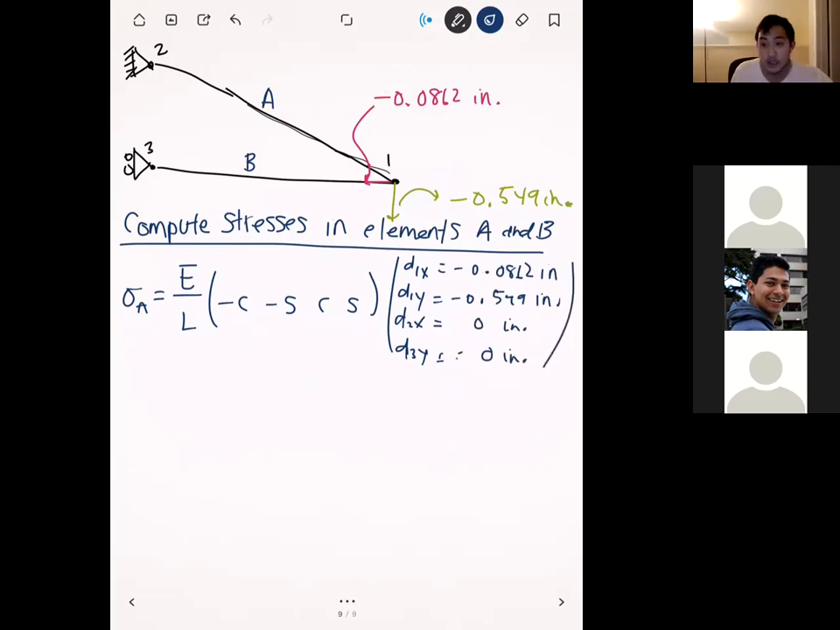Meanwhile, d3x and d3y is going to be 0. And we know from before that the angle for element A is going to be 150 degrees. So all I have to do is plug 150 degrees into the cosines and sines. And then from here, you just basically have a vector-vector product. So in the end, you're just going to get a single number. And that single number for this element is going to be 49,962 psi.